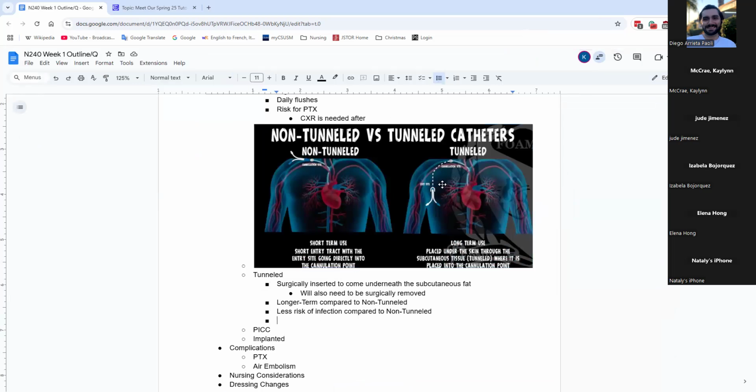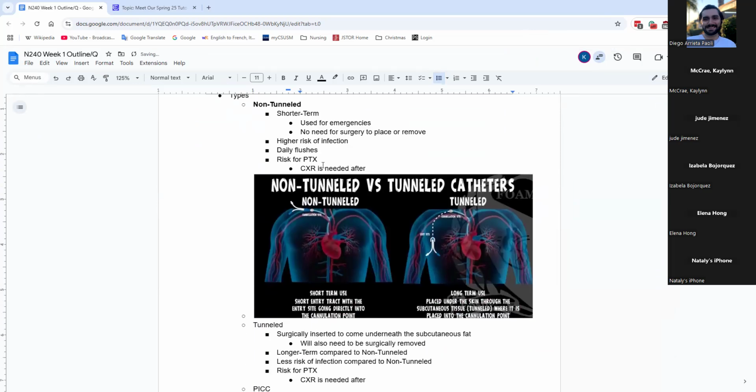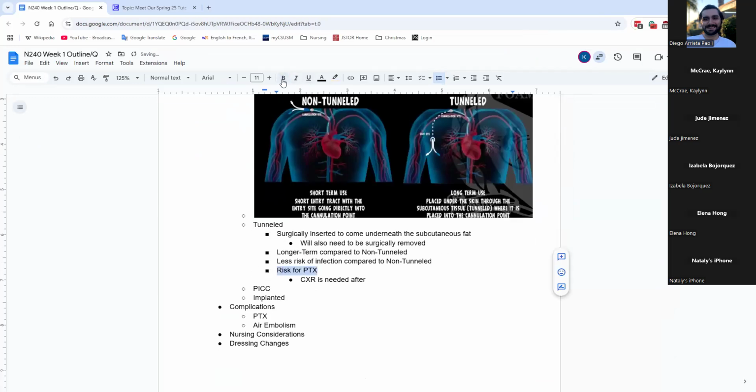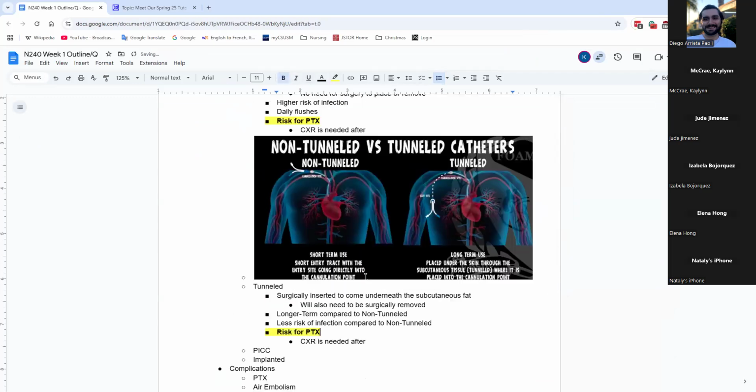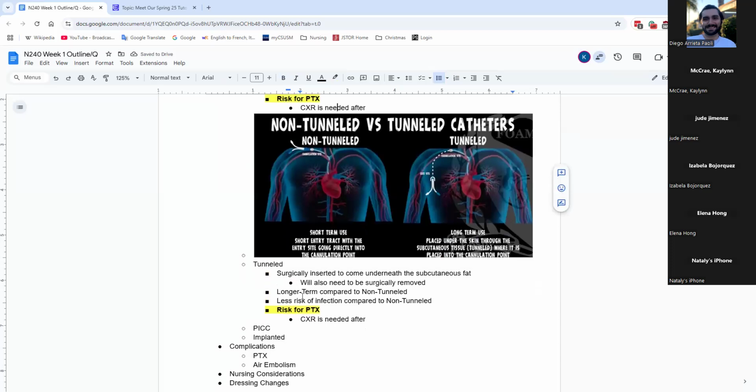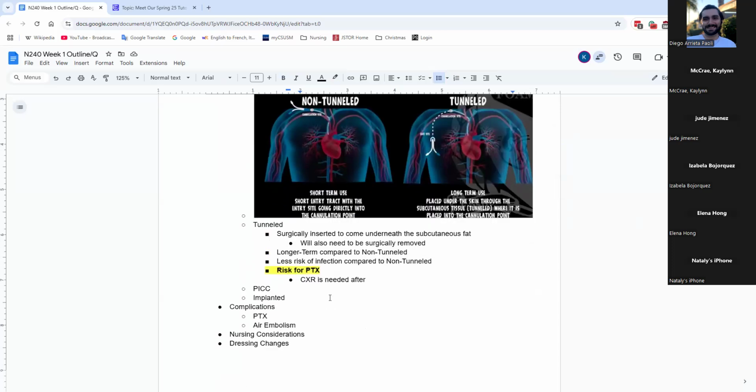Because it's still subclavian, we do have a risk for pneumothorax, so we're still going to do a chest x-ray after. So we see some similarities already. It's the pneumothorax risk. So that's things to keep in mind about how some of these are going to be very similar.